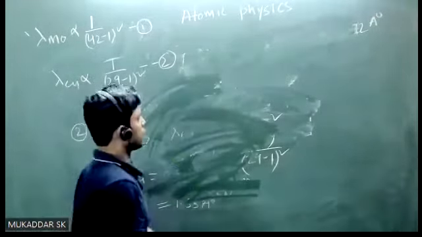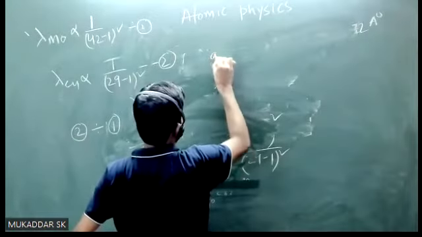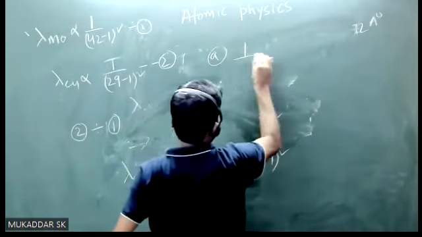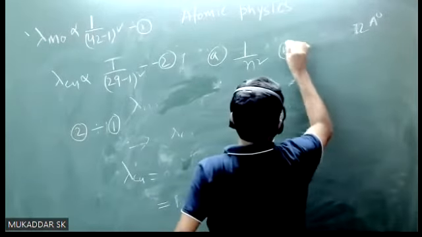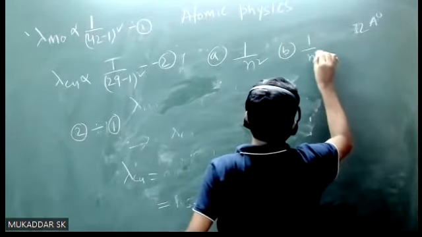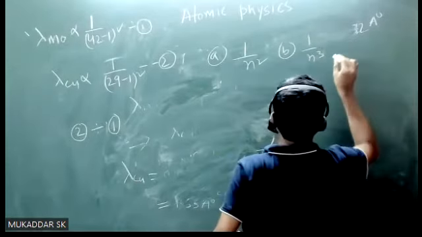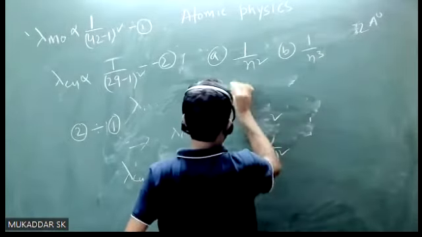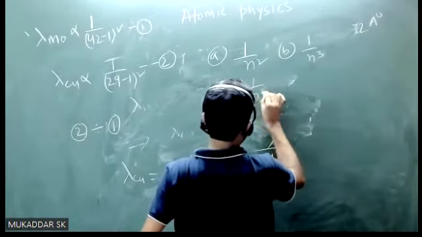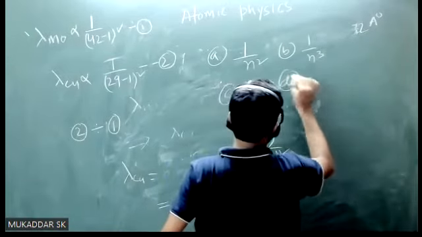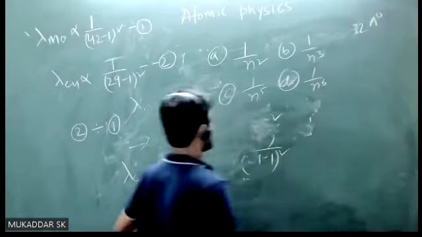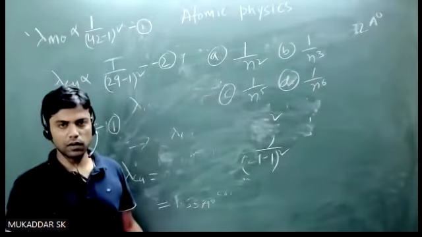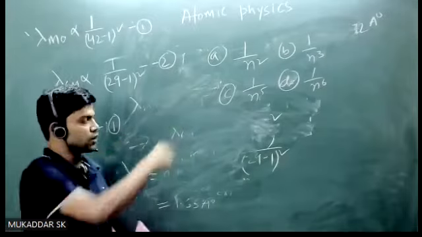The proportionality that you have to check, the options given are: A, 1 by n square; B, 1 by n cube; C, 1 by n to the power 5; D, 1 by n to the power 6. Here n is the principal quantum number.